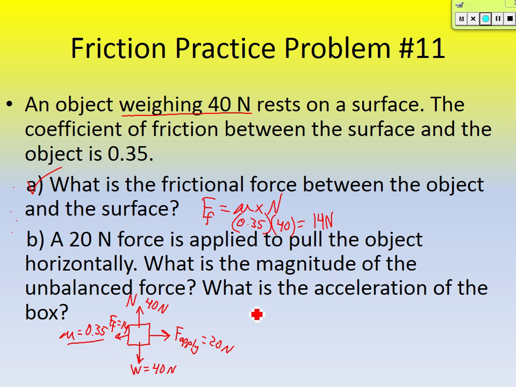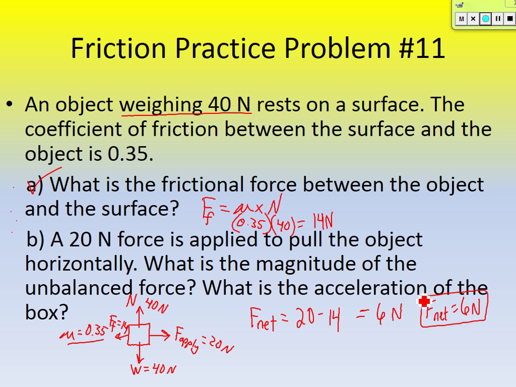So to figure out the net force here, you take everything positive, which was 20, and you subtract everything that's negative, which was going to the left, which was 14. What's 20 minus 14, guys? 6. 6 newtons is your net force. That's the magnitude of the unbalanced force. So force net is equal to 6 newtons. That's part of our answer. But it also said, what is the acceleration of the box?